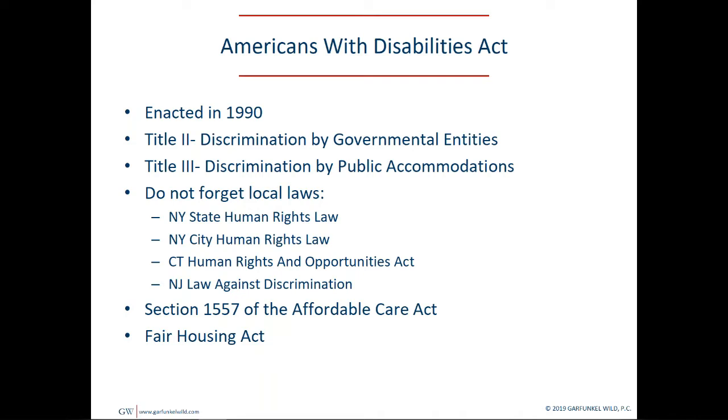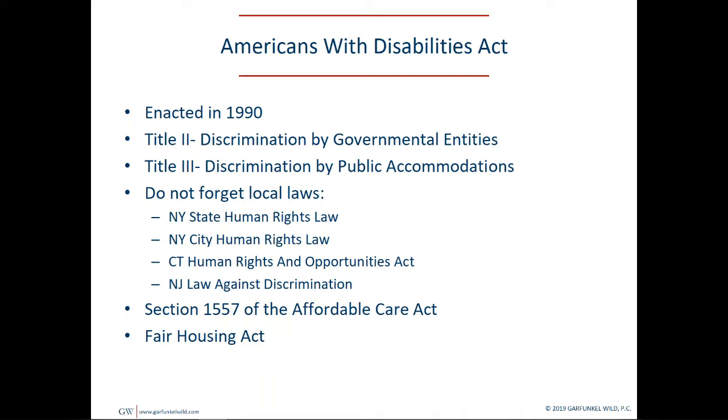And then both New Jersey and Connecticut have their own local laws which prohibit disability discrimination for nursing facilities. In Connecticut, it's the Connecticut Human Rights and Opportunities Act. And in New Jersey, it's the New Jersey Law Against Discrimination.